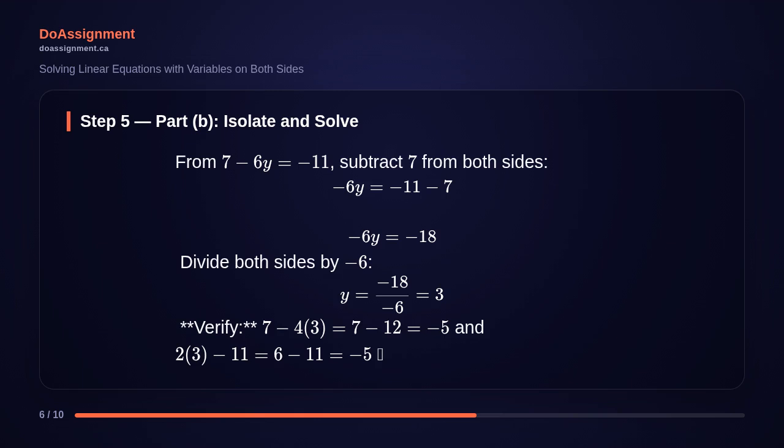Checking, 7 minus 4 times 3 equals -5, and 2 times 3 minus 11 also equals -5. Both sides match, confirming y = 3.